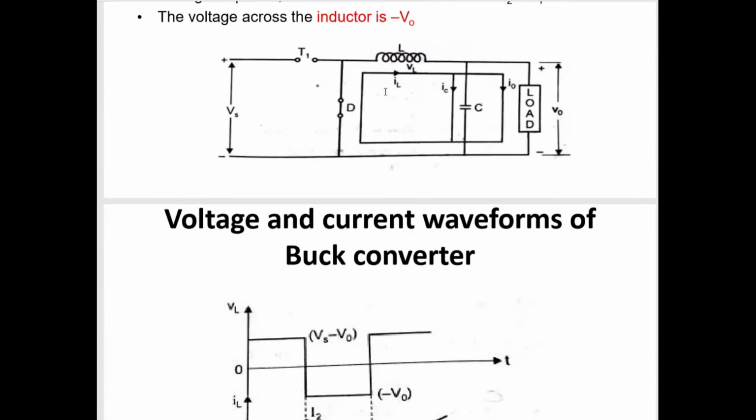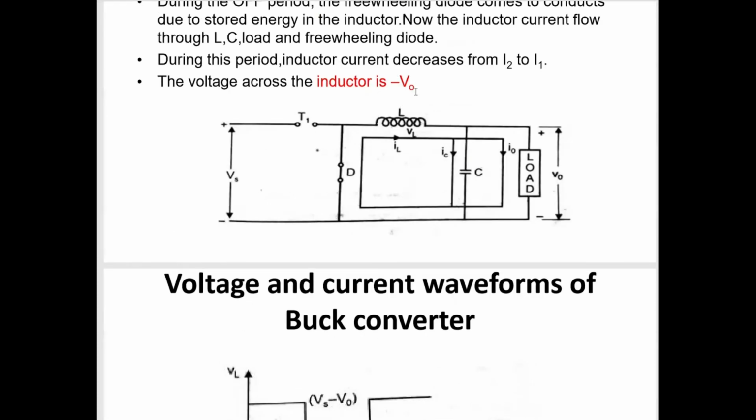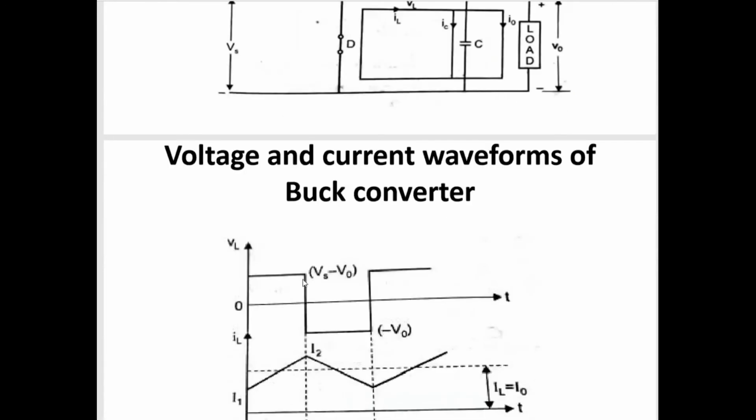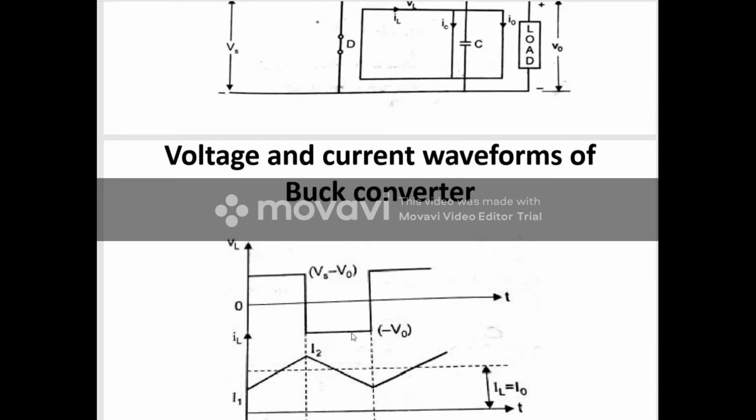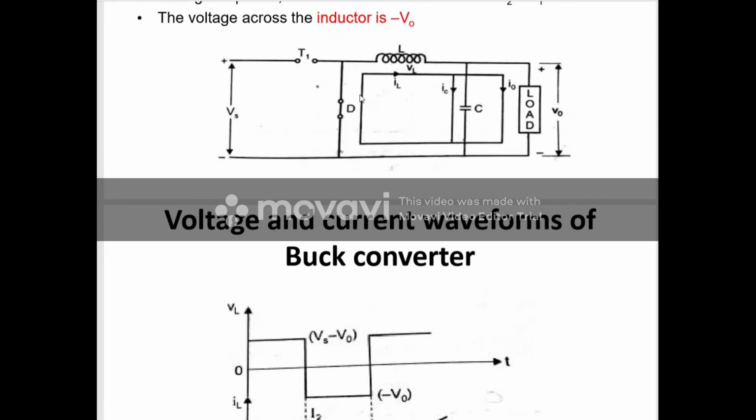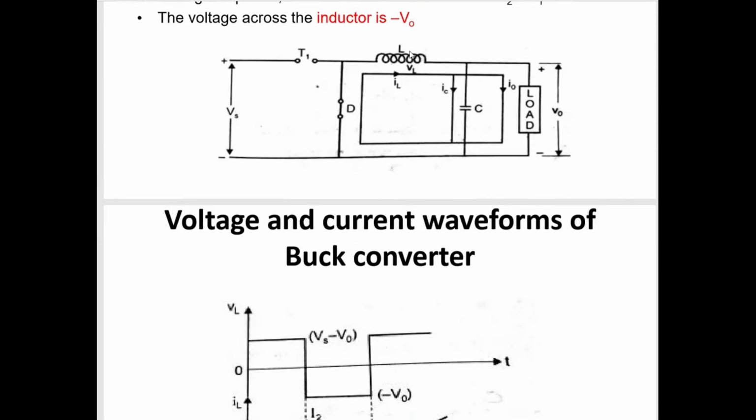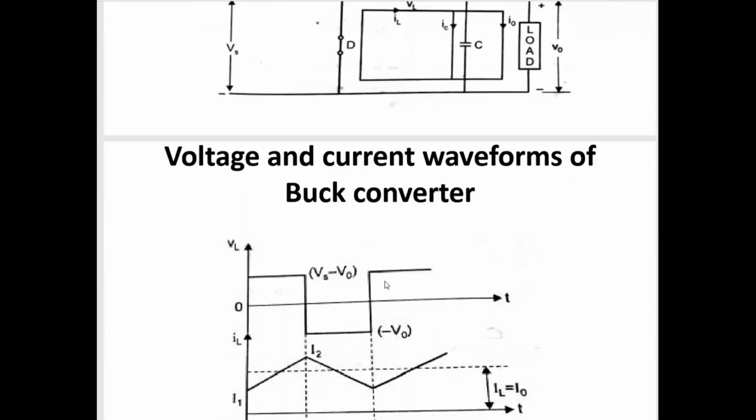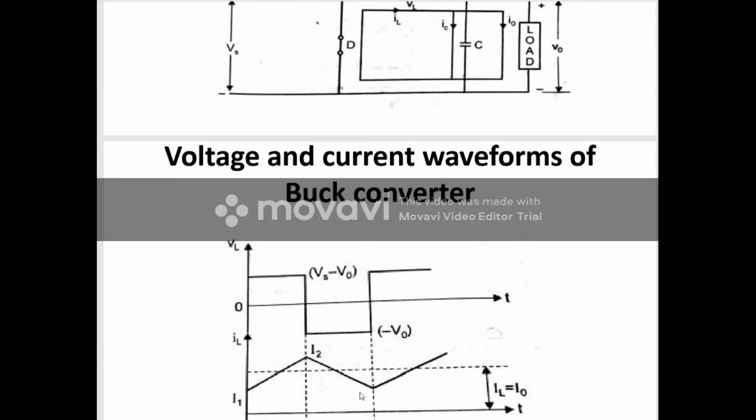At that time, what about the voltage across the inductor? It suddenly reaches minus V0 from Vs minus V0. And what is the current flowing through the inductor? Since we are not applying any input now, the previous current discharges exponentially. That is why the current flowing through the inductor decreases from I2 to I1. This is one complete operation.